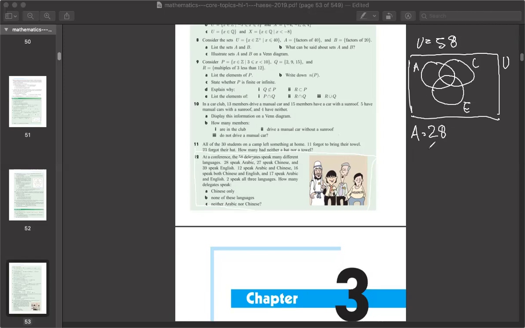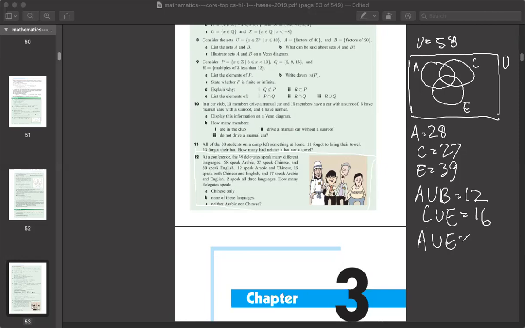So there's 28 people who speak Arabic, 27 who speak Chinese, and 39 who speak English. There's 12 people who speak Arabic and Chinese, Chinese and English would be 16, and then Arabic and English is 17.